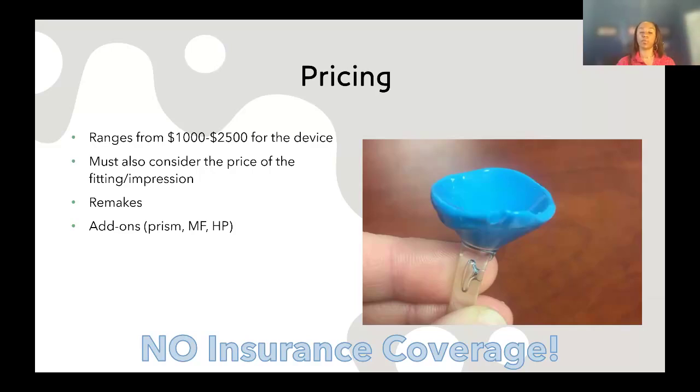And what I mean by the impression is taking the time and making the mold, because it's not one and done. You have to do the molding a couple times in office. It takes about 30 to 45 minutes. And it takes skill and time. So there is a cost associated with that. You also have to factor in any remakes that you want to do, and then any add-ons like prism, multifocals, hydropeg, those sorts of things.